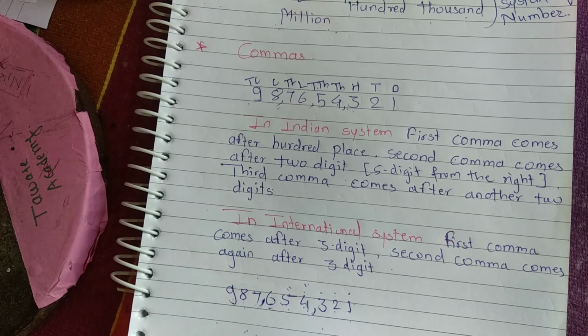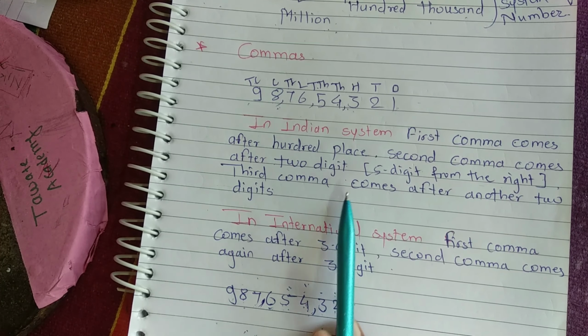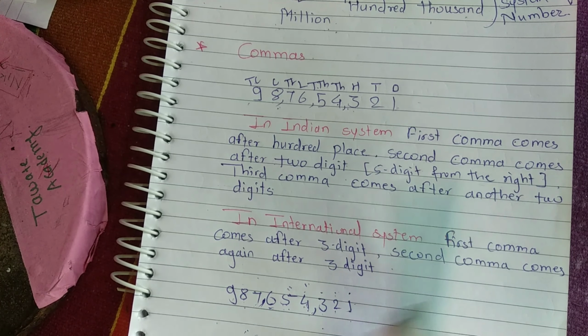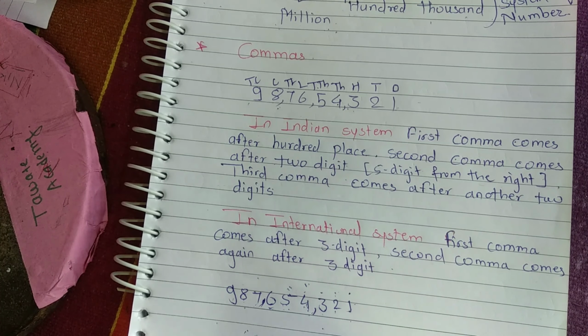Keep it in your mind, students. In Indian system, first comma comes after 3 digits, means after 100 place, and second comma comes after 2 digits from the right, and third comma comes again after another 2 digits. And in international system, first comma comes after 3 digits and second comma comes again after 3 digits.